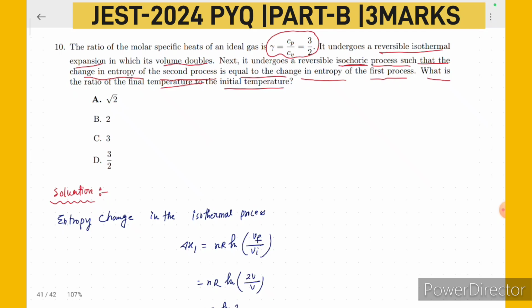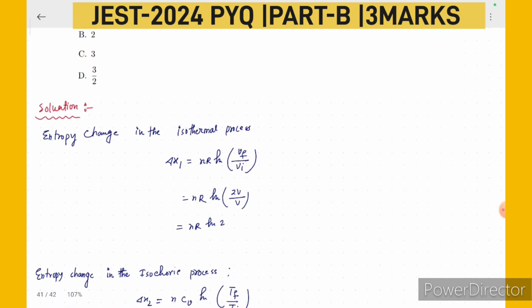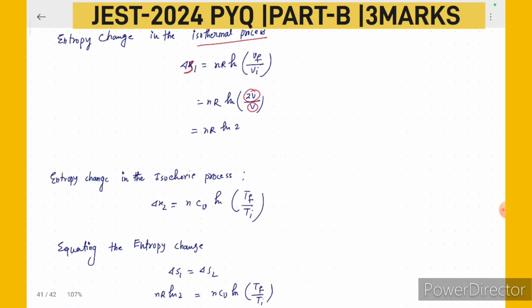It is very easy. You just calculate the change in entropy for the reversible isothermal process and the reversible isochoric process. The change in entropy in the isothermal process, the formula is ΔS1 = nR ln(Vf/Vi), where Vf is the final volume and Vi is the initial volume. Here Vf equals 2V and the initial volume equals V. So the change in entropy in the isothermal process is ΔS1 = nR ln 2. This is very easy.